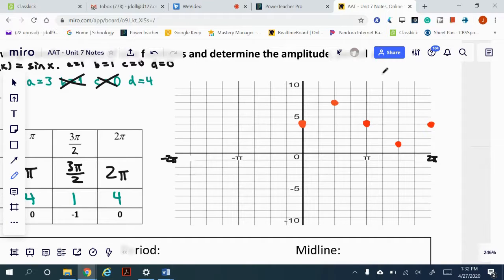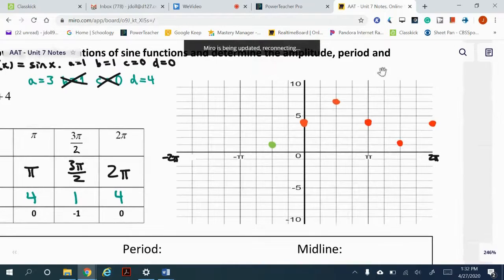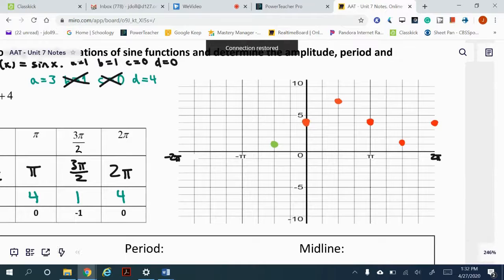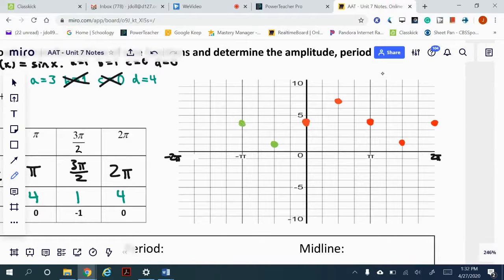So if I'm going up to 7 here, that means I had to be coming from 1 halfway, then back up to 4. Sorry, guys. Connection restored. There we go. Back up to 4, then up to 7, and back down to 4.